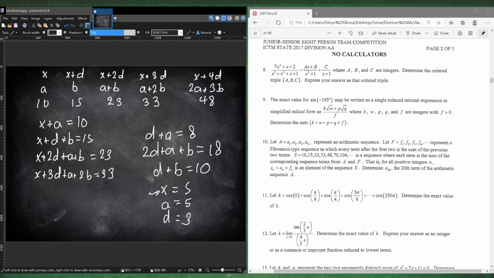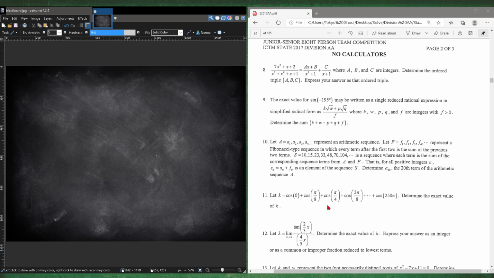And we could stop there because we have our arithmetic sequence. But if you want to find b, it's pretty simple. If d is equal to 3, then b is equal to 7. But you really don't need to find it. We want to find the 20th term. The first term is 5, and that means 19 more differences. So 19 times 3 is 57. 57 plus 5 equals 62. So that is our 20th term for the arithmetic sequence.